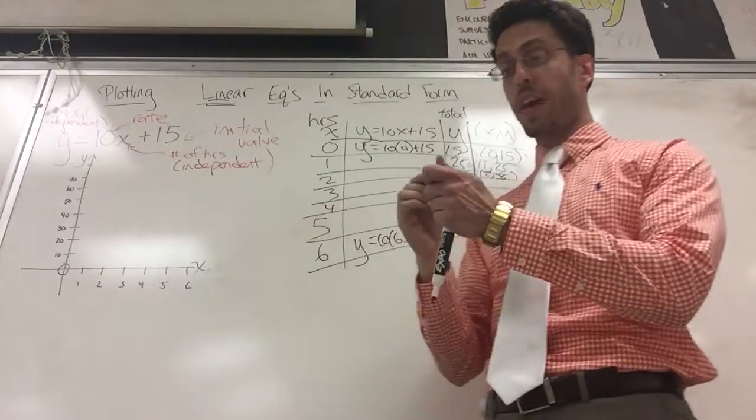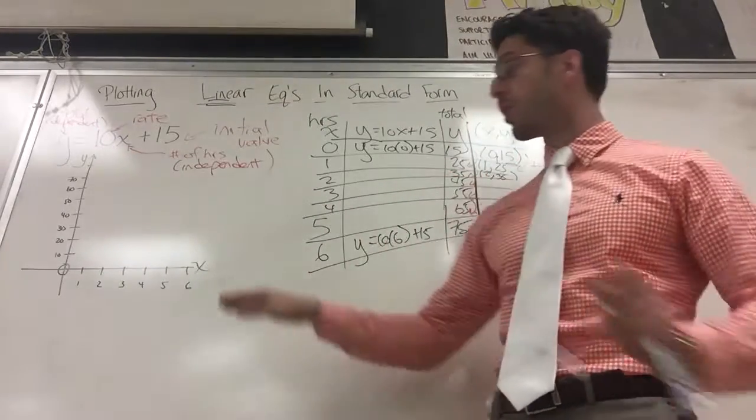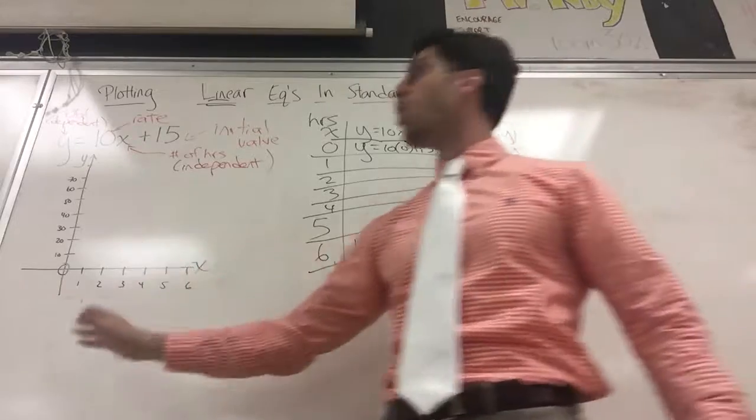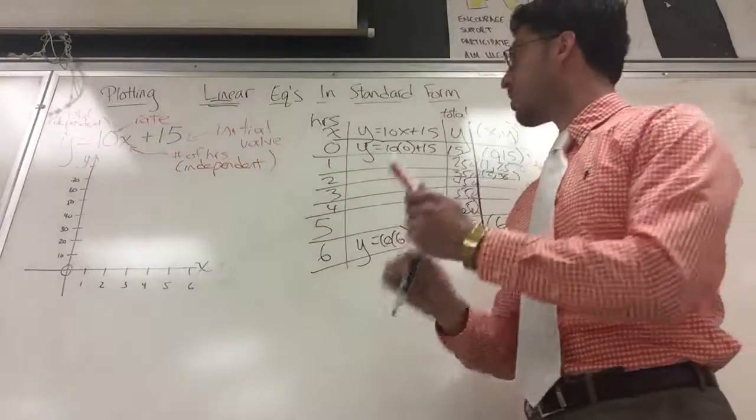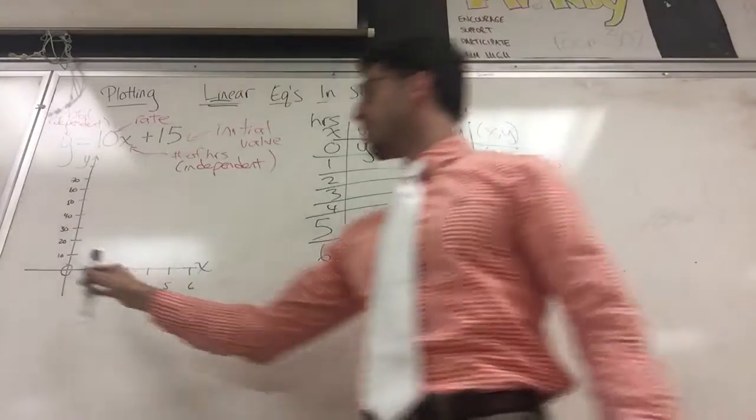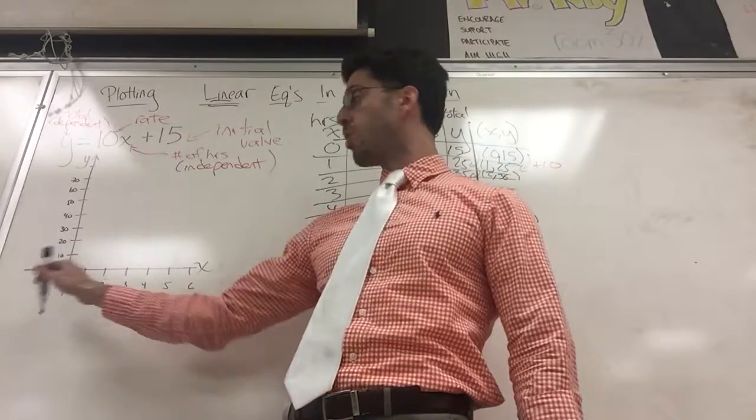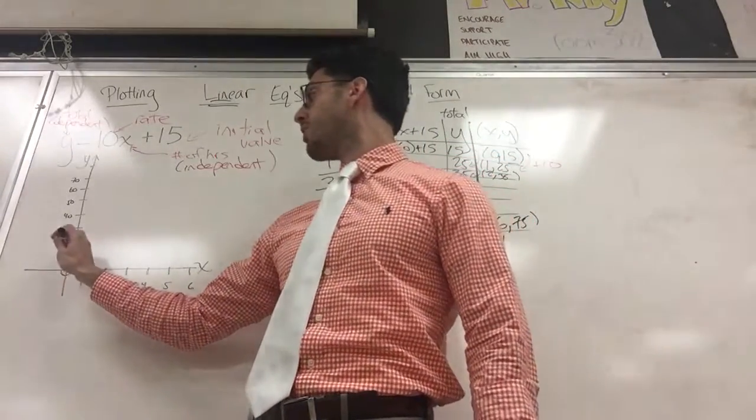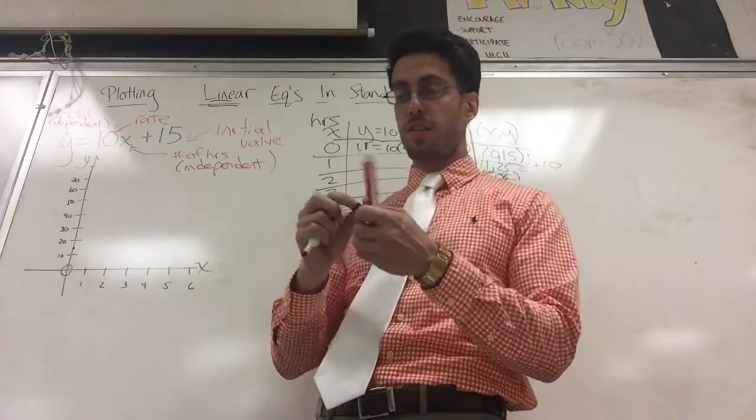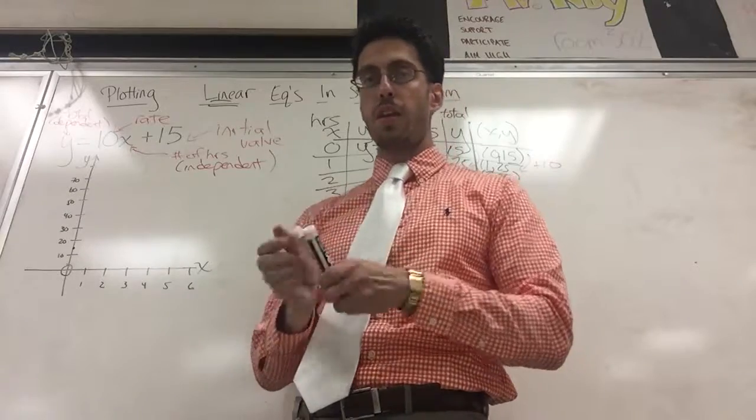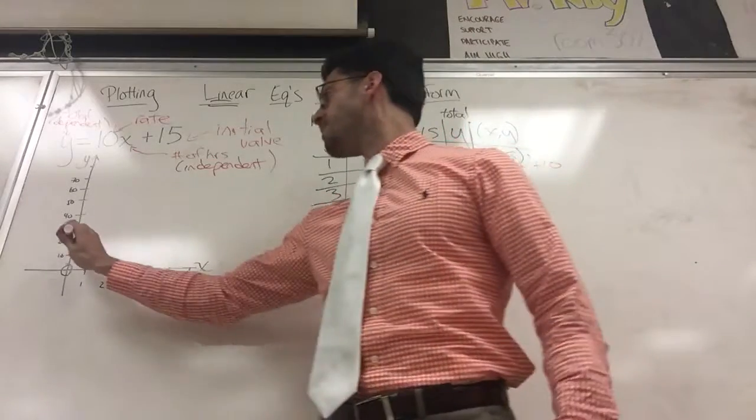Let's plot this thing. X comma Y, go in alphabetical order. X-axis is horizontal, Y to the sky, okay? So, 0 comma 15. Zero's on the line itself. Don't go anywhere on the x-axis. Go up to 15. Here's a point. I'll do it in red.